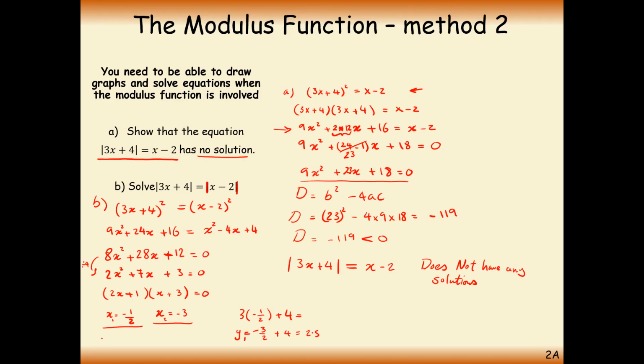So this coordinate is negative half, comma 5 over 2. And if we substitute the second point, 3 times minus 3 plus 4 is minus 9 plus 4, which is minus 5. But we take its absolute value because of the modulus sign, so we'll have a negative 3, comma 5. So that's the actual two answers of this equation, in these two equations.